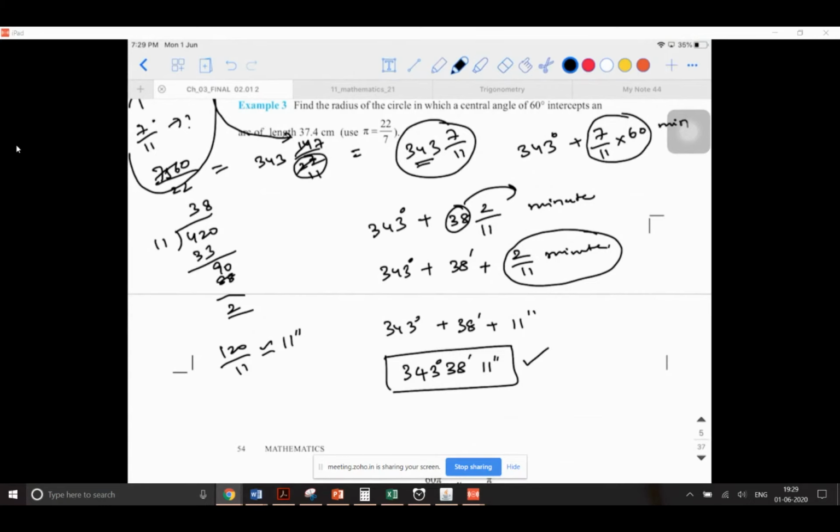Sorry, I'm not able to hear you. What is it you were asking? If we get the values in fraction, is it necessary to convert it into minutes and seconds, sir? Or can we leave it as it is? No, you need to convert it to minutes because your answer has to be precise.